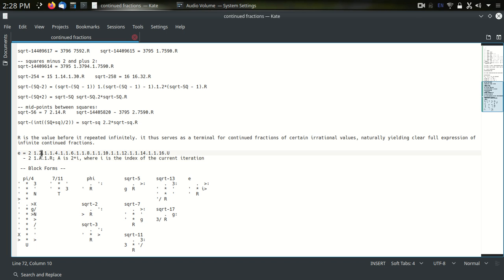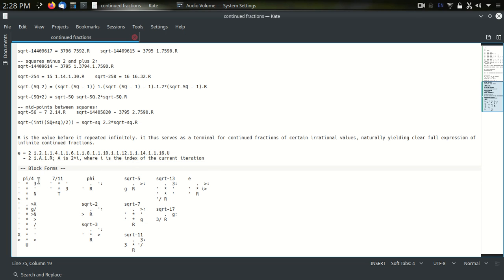So here we've done it once, so it's 1, 2, 1. Here this is our second one, so it's 1, 4, 1. This is our third one, so it's 1, 6, 1, 1, 8, 1, 1, 10, 1, 1, 12, 1, 1, 14, 1, right? So now you can completely express E perfectly right there with that little formula, where A, this guy A, is just 2 times your index of the current iteration.